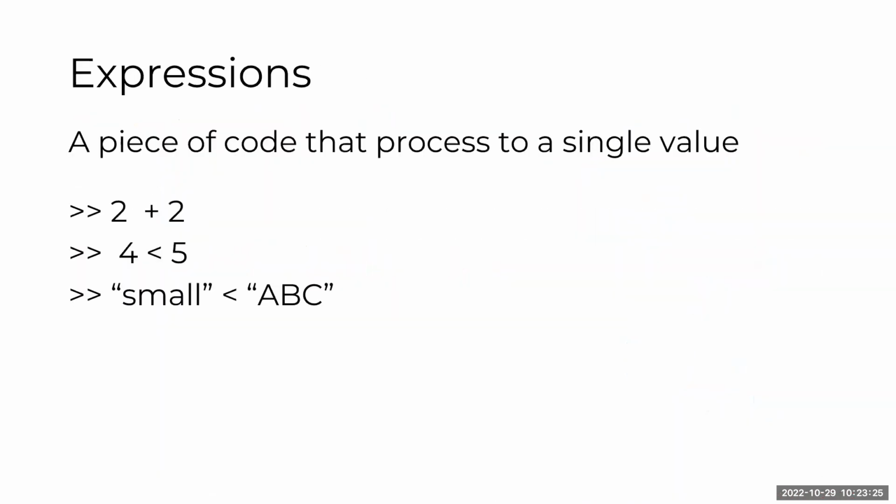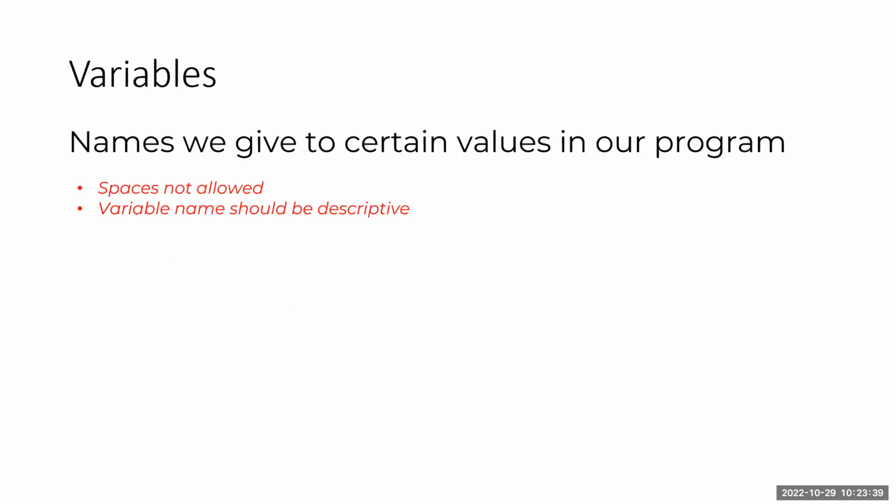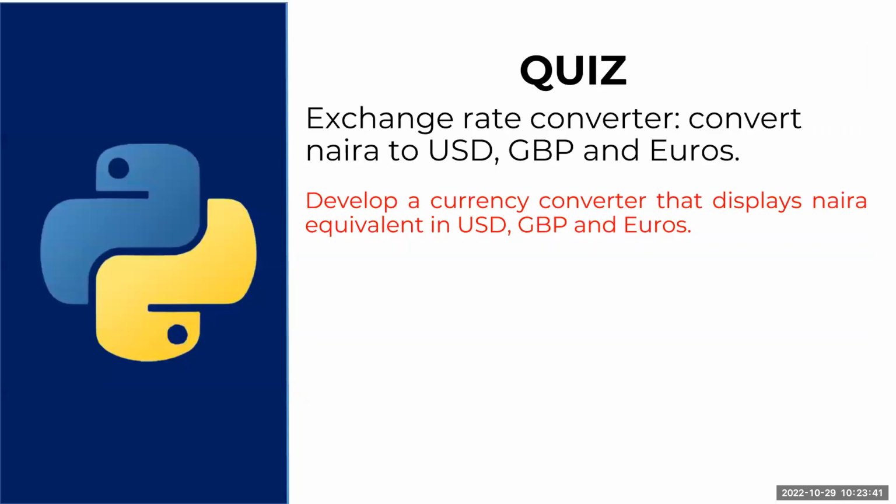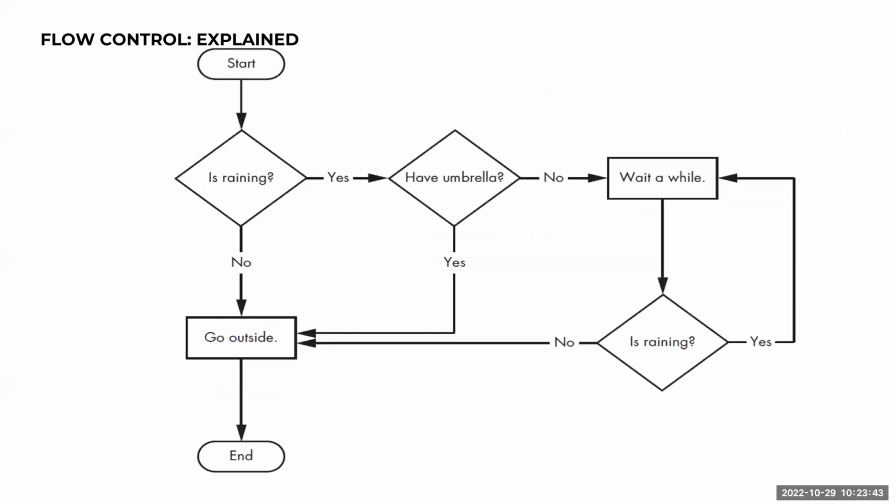We also talked about syntax and semantics. Syntax is the rules you have to follow in Python, while semantics is the meaning that comes from your Python expression. We spoke about variables, and we talked about flow control yesterday. Flow control allows you to branch, and we saw the powerful use case of flow control when you want to take decisions.